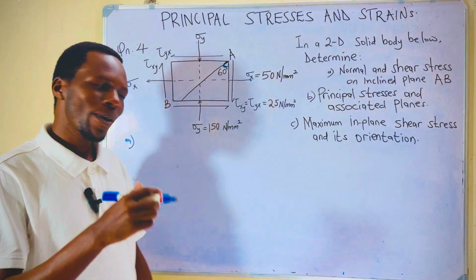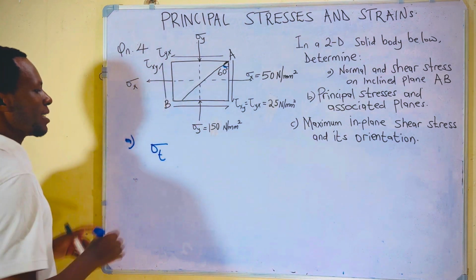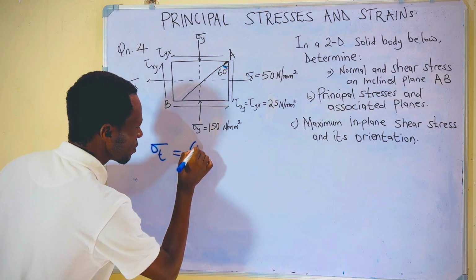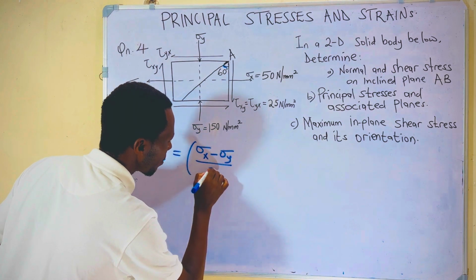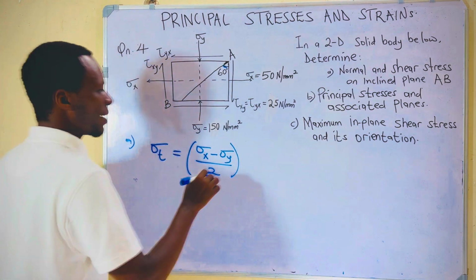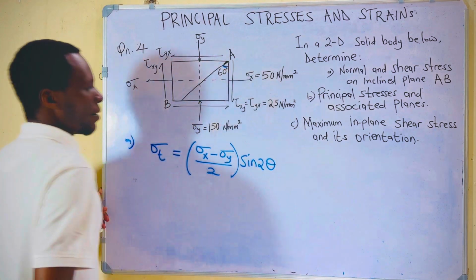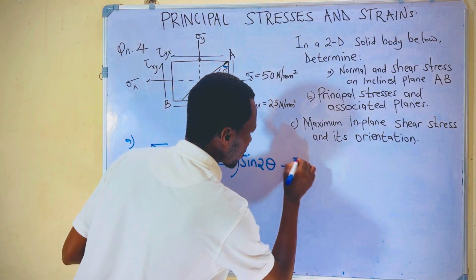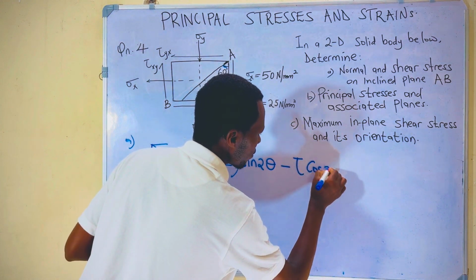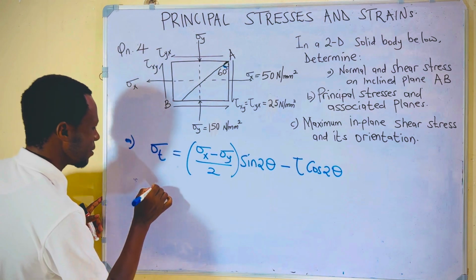So for the part of tangential stress, we say the expression is sigma t is equals to sigma x minus sigma y, everything divided by 2, and this side here is having sine of 2 theta. Now we have to take away, in the expression says minus tau cos of 2 theta. Okay, so we substitute this.